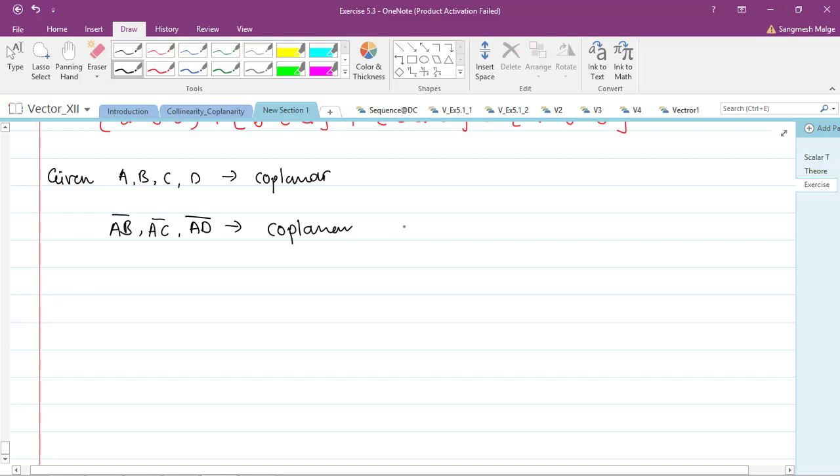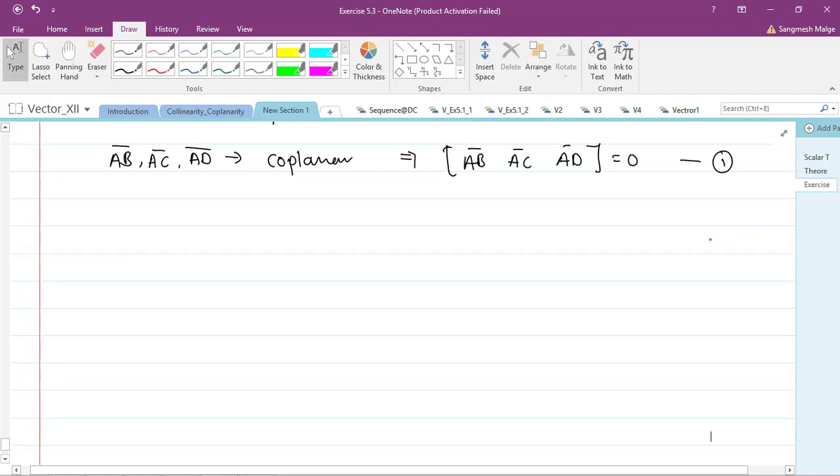If these vectors are coplanar, can I write that the box product of AB bar, AC bar and AD bar is equal to 0? The property of the box product says that if the vectors are coplanar, then the box product is equal to 0. So let's make use of this equation number 1 and show what we have to show. From 1, you can write that AB bar, AC bar and AD bar is equal to 0. So let's solve this.